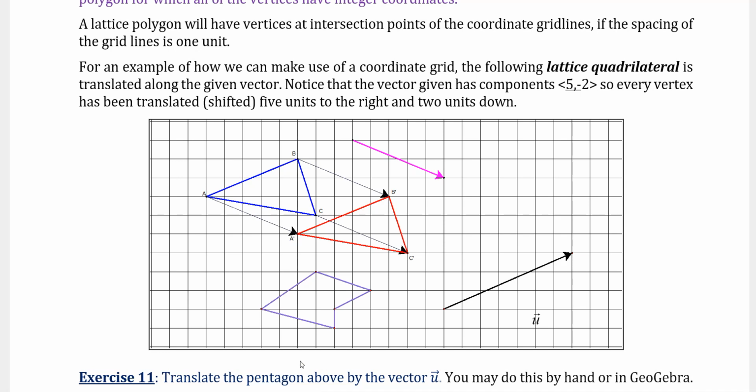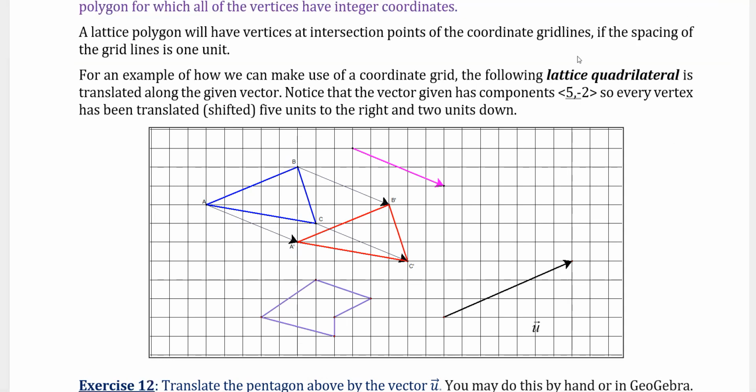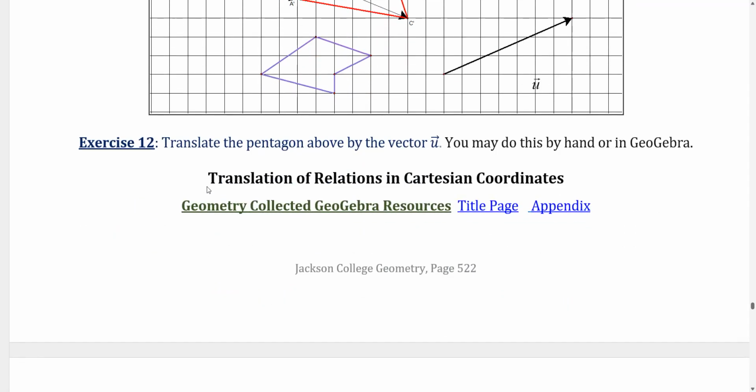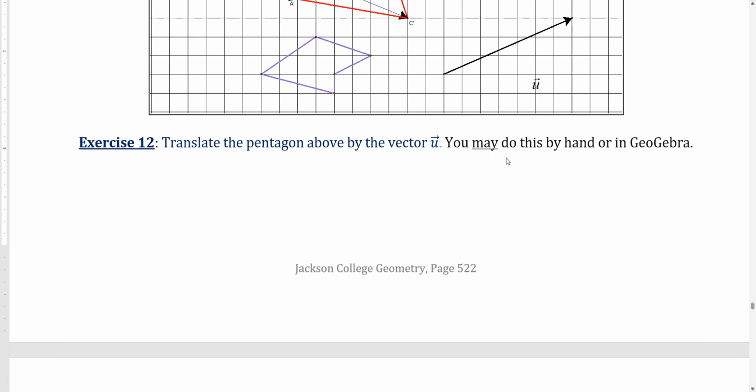Okay, so let me move on. After you've done that one, let's move on here. The next thing I want to look at is translations of relations in Cartesian coordinates. Let's go a step further.